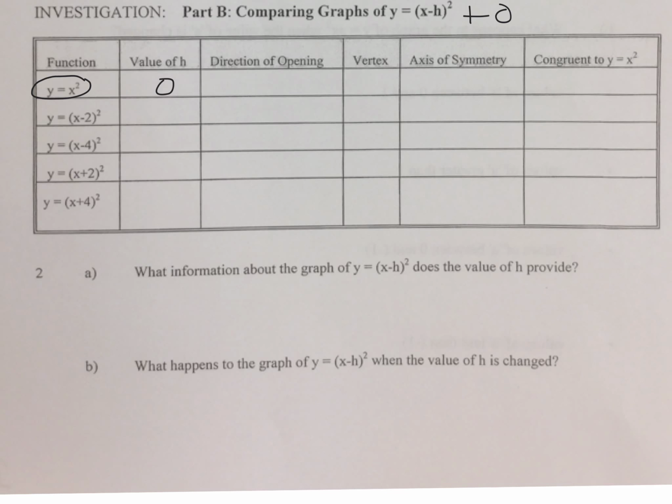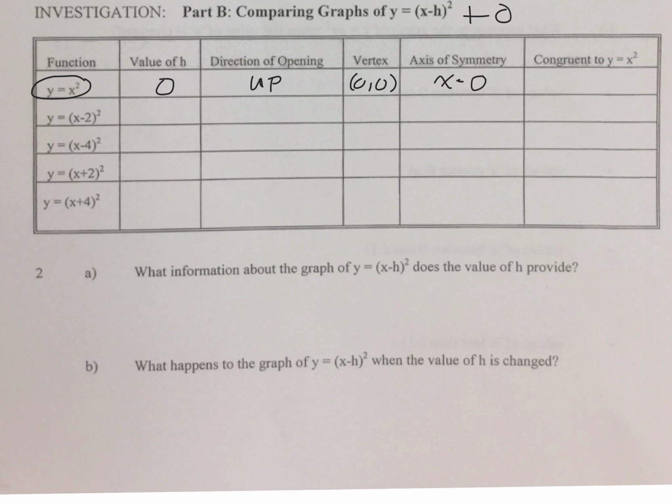Which way does the parent function y equals x squared open, up or down? Okay, and where's the vertex located? So the axis of symmetry is 0. Okay, that one, we're just starting with that one.